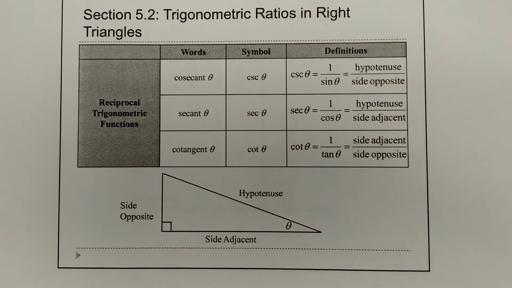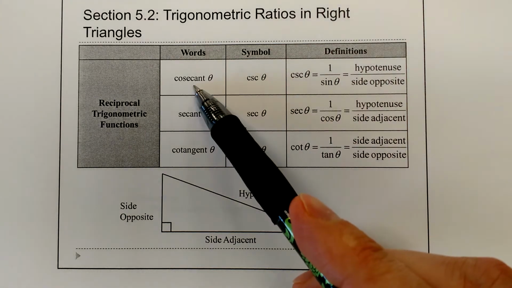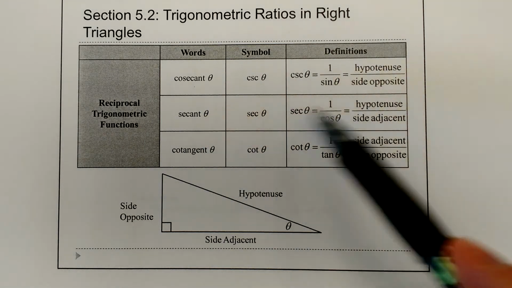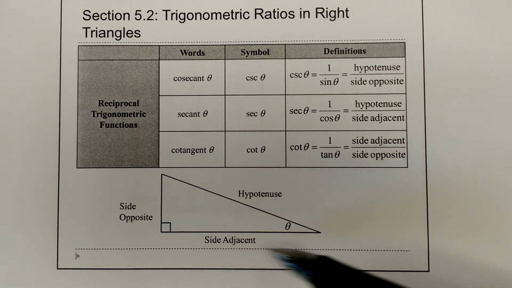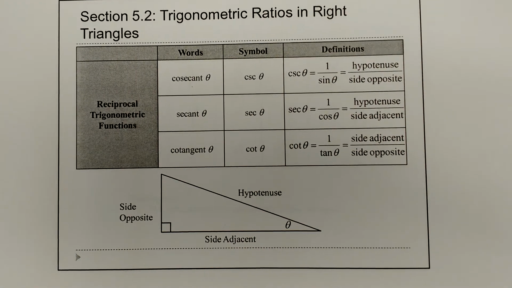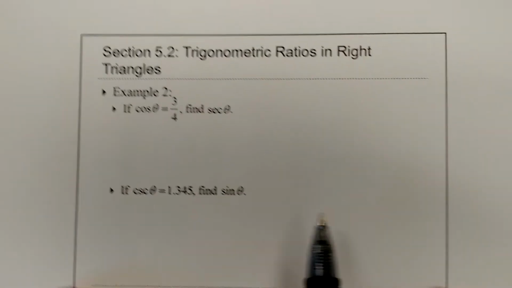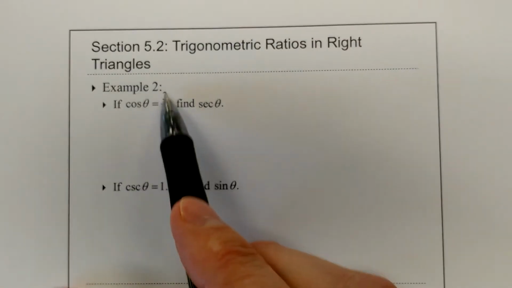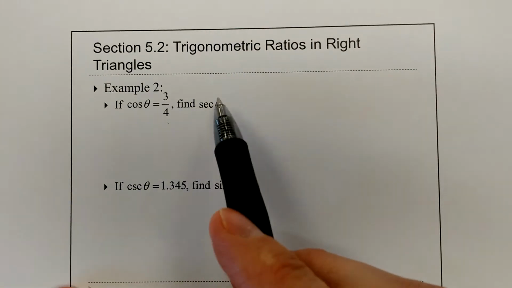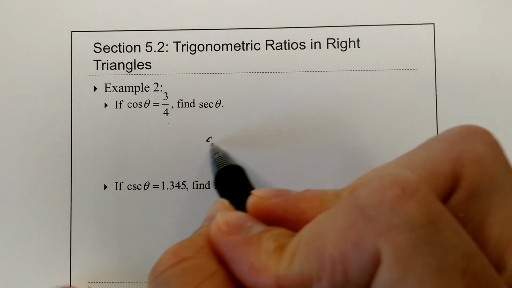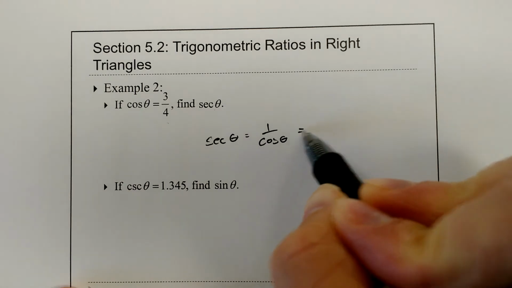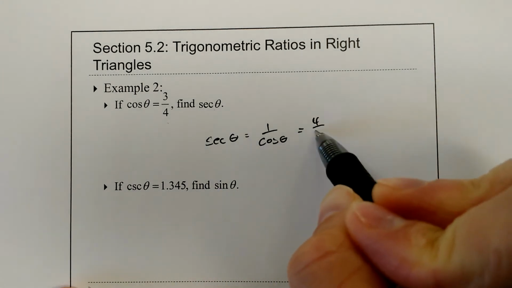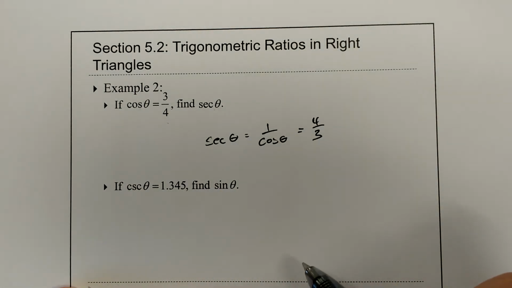Alright, these are the reciprocal trig functions, cosecant, secant, and cotangent. So cosecant is the reciprocal of the sine, secant is the reciprocal of cosine, and cotangent is the reciprocal of the tangent. So once again, same triangle down here as before. So if the cosine of theta is 3/4, find secant. Well, secant is the reciprocal. Secant of theta is the reciprocal of the cosine. The reciprocal of 3/4 is 4/3.